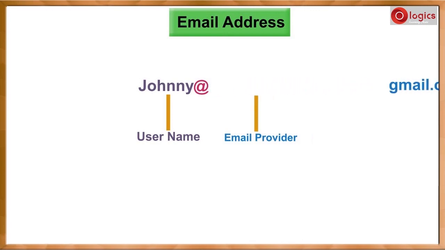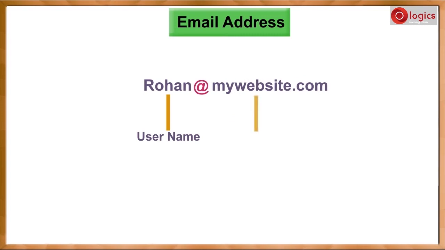In case your email service provider is Yahoo, then your email ID looks like johnny@yahoo.com. Similarly, in case your email service provider is Hotmail, then your email ID will become johnny@hotmail.com. You can also change the username as you want, but the username should be unique for the email service provider. Sometimes, your email service provider could be your website name.